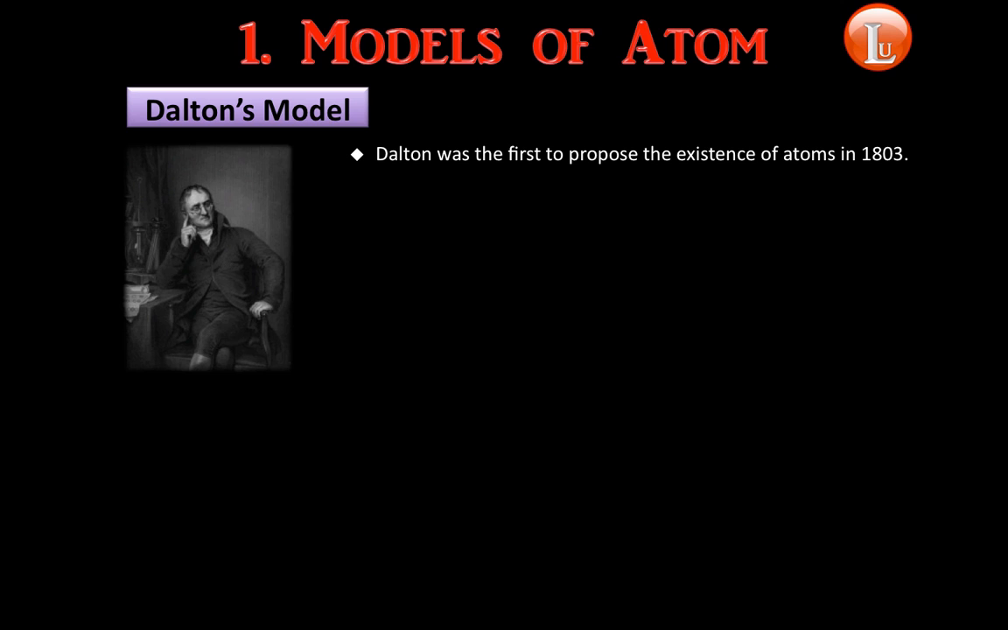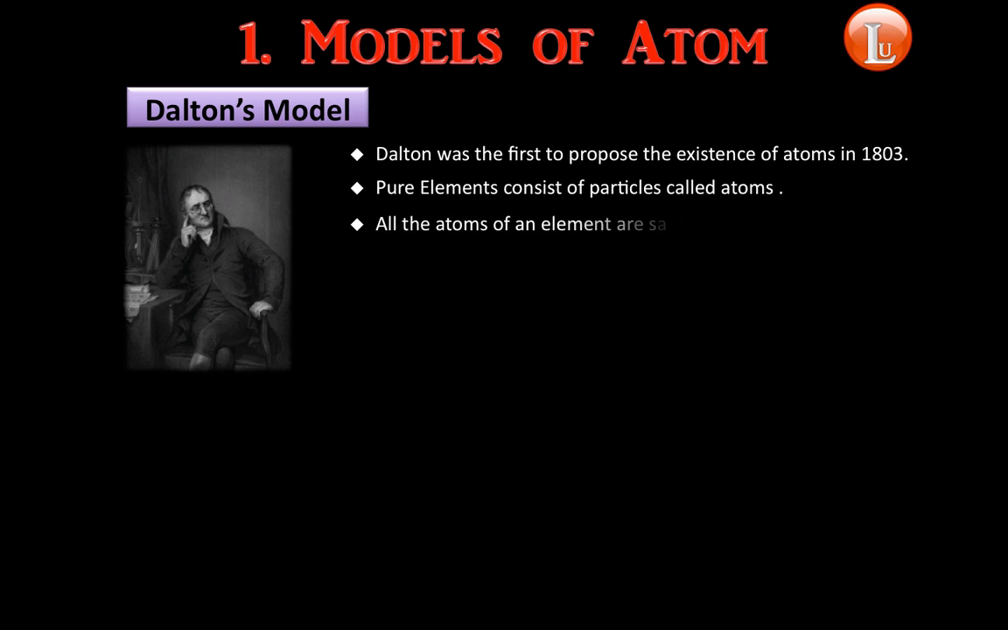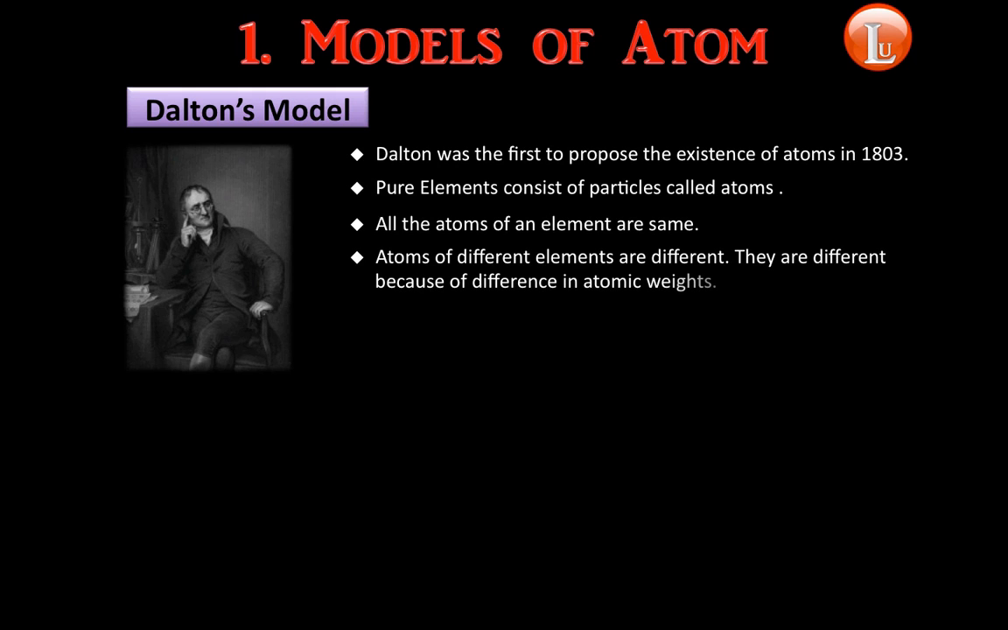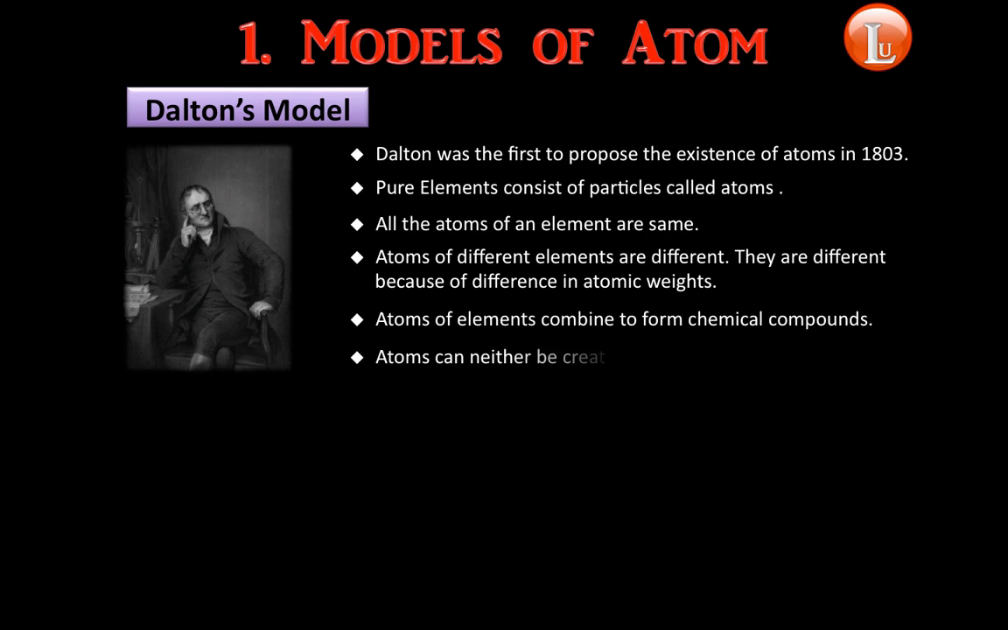These laws focus on 5 basic theorems. First, pure elements consist of particles called atoms. Second, atoms of an element are all the same for that element. That means gold is gold and oxygen is oxygen, down to the last atom. Third, atoms of different elements can be told apart by their atomic weights. Fourth, atoms of elements unite to form chemical compounds. Finally, atoms can neither be created nor destroyed.